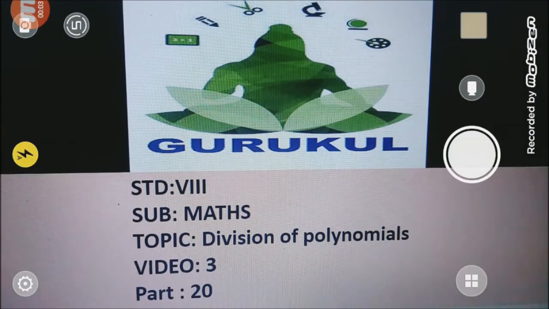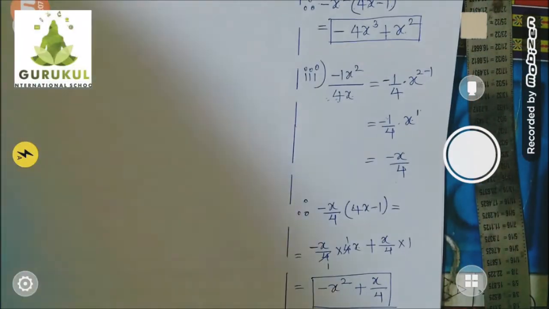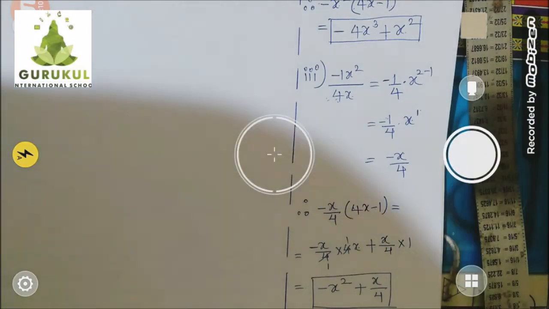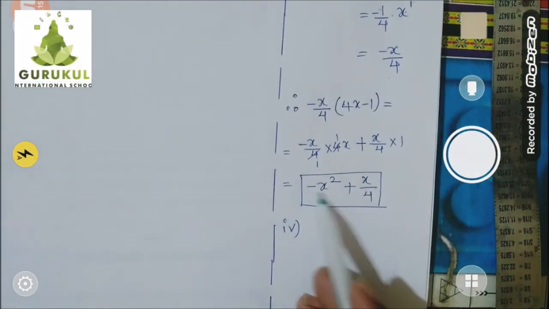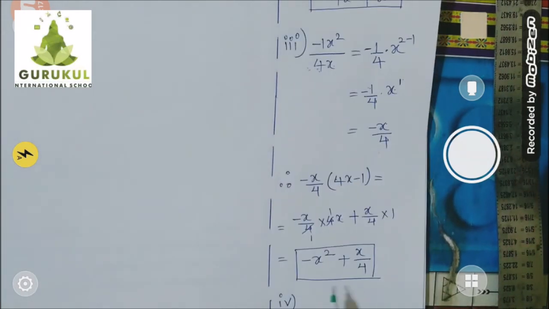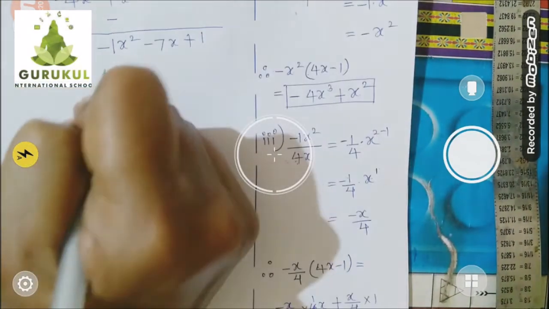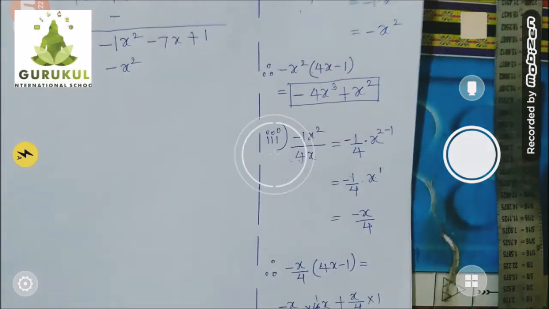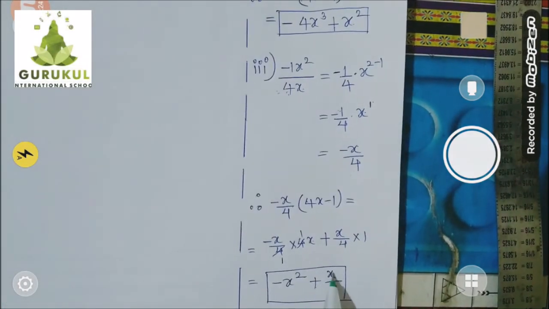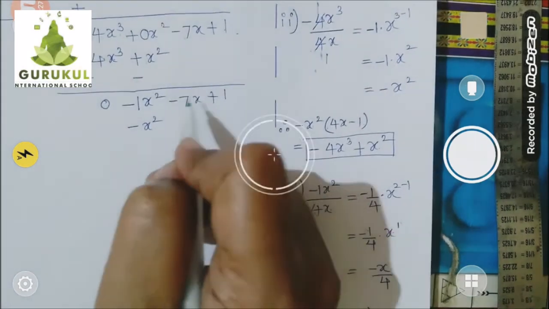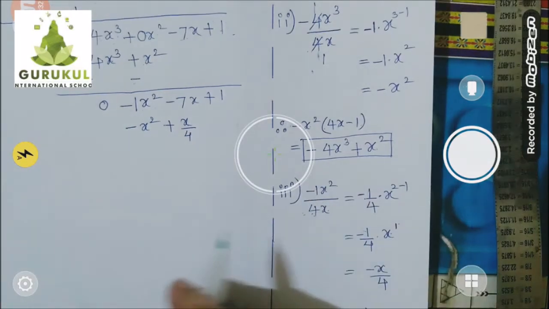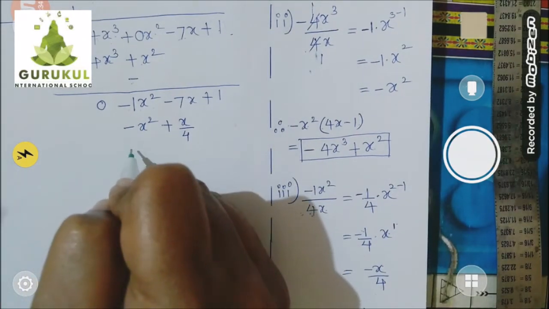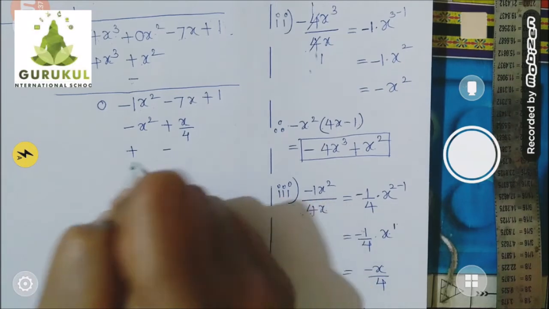Welcome back children. Let's continue that example. Now you can see we have to write this below the like terms. So let's write down minus x square. I will write below minus 1x square, and plus x upon 4 I will write below minus 7x, because this is also x, this is also x. So we have written. Now time for subtraction. This becomes plus, this becomes minus.